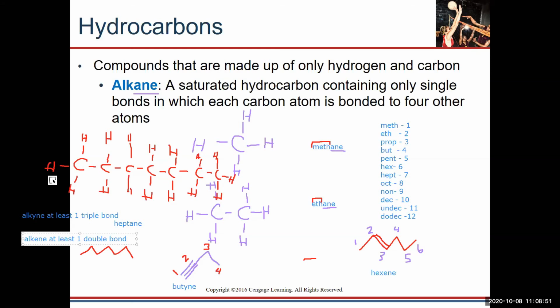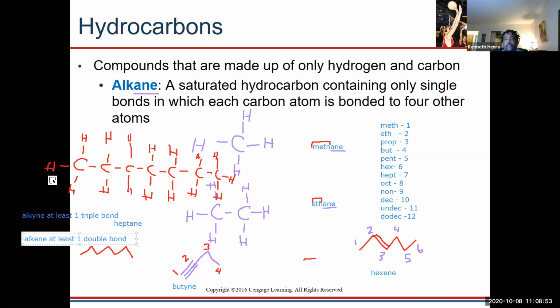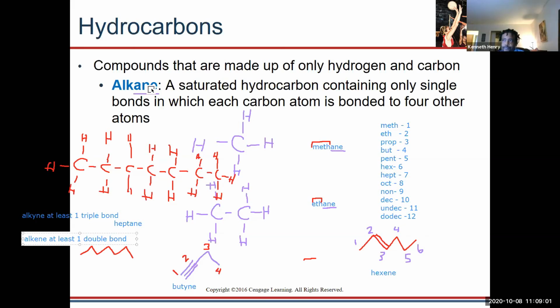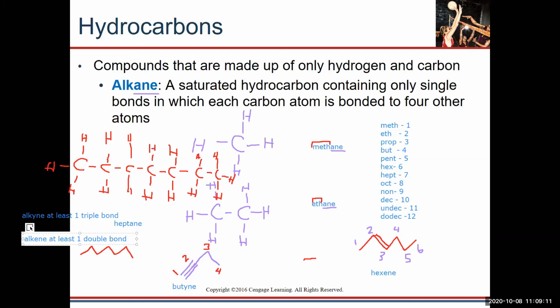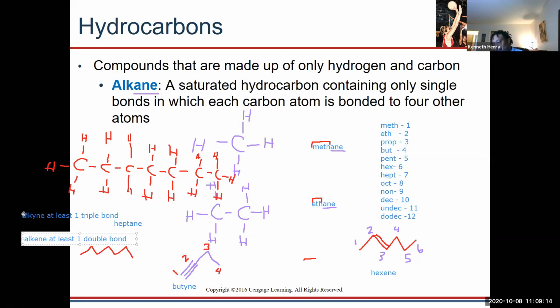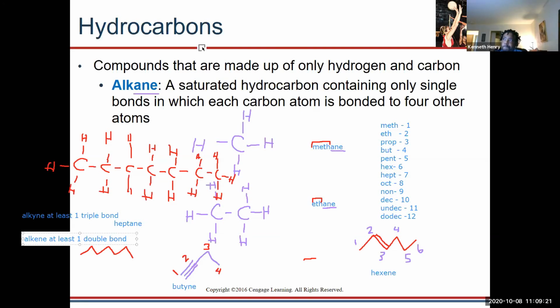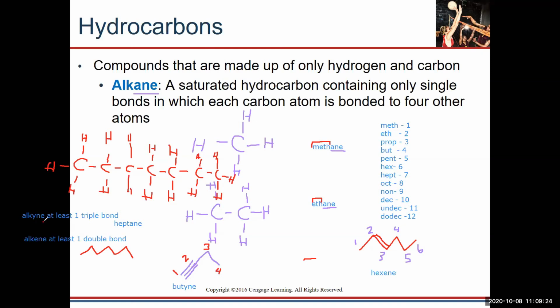Can you repeat that? I sure can. If they're all single bonds, they belong to what family? Alkane. A and E. If they have at least one double bond, then they belong to what family? Alkene. If they have at least one triple bond, they belong to what family? Alkyne. Y and E. Okay? So I think this is a good stopping point.